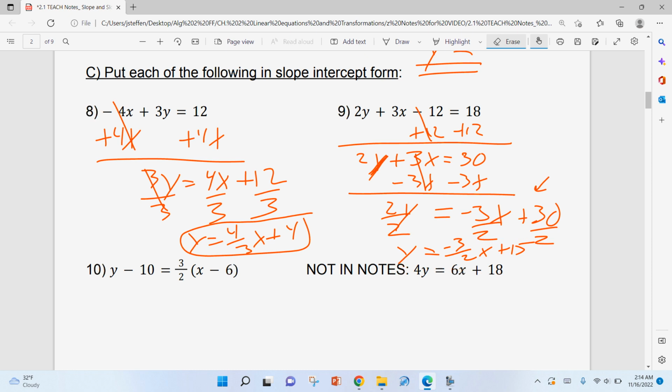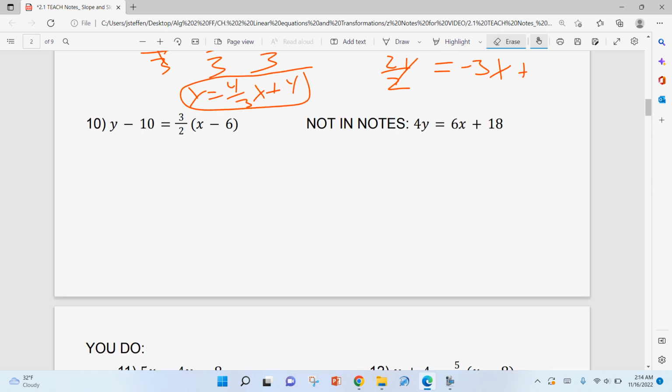So for lack of room, I'm going to erase that. So if you need to see that, you can rewind, but just to make sure I have room for these other ones. Now the next one is in point-slope form, and we'll talk about this a little bit later. But in point-slope form, to put it in slope-intercept form, there's a little trick, and this is why I like point-slope form. Now before I start this, I will tell you, a lot of people say, well, are you going to make me do point-slope form?